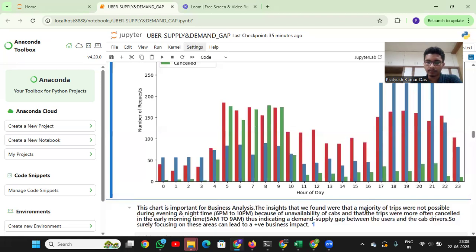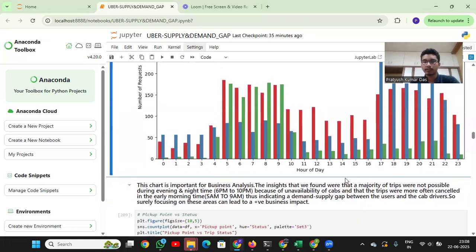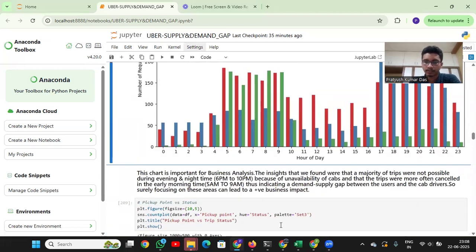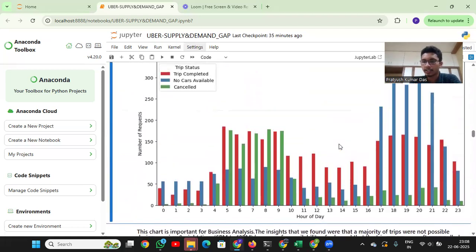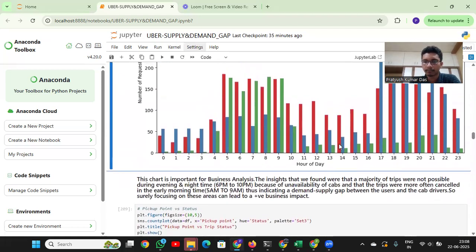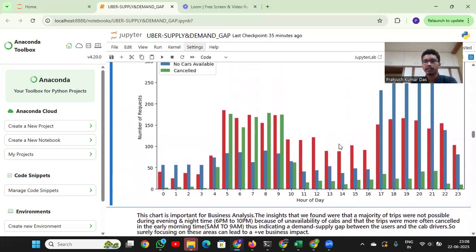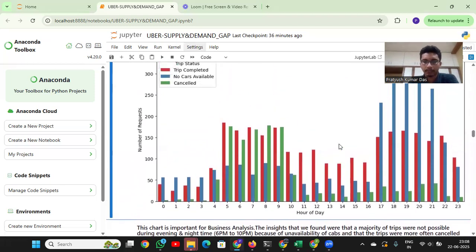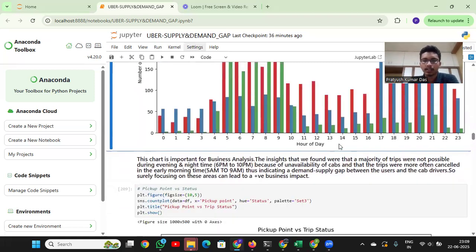So during the night time, it was mostly unavailable, and the trips were most often cancelled, which is represented by the green color in this timeline between 5 a.m. to 9 a.m. So yeah, this strongly indicates a demand supply gap between the users and the cab drivers. So surely focusing on these areas can create a positive business impact.